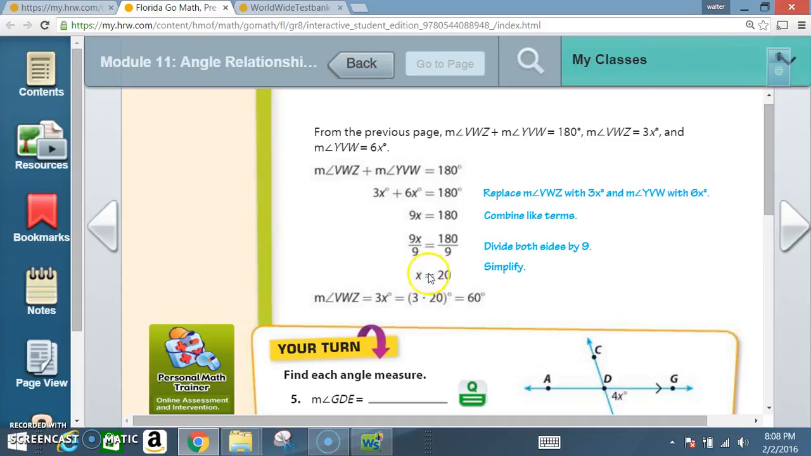So if x is equal to 20, that means that 3 times x is equal to 60. So the measure of angle VWZ is equal to 3x. We found x being 20. So 3 times 20 will give us 60. And that will complete the example. So you may now start your turn.